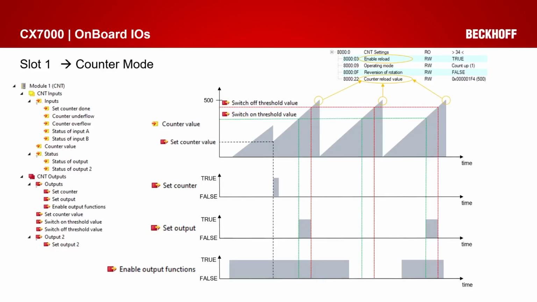The counter mode makes it possible to count 24-volt pulses on the inputs 1 and 2. The pulse is detected at input 1, and the counting direction is specified at input 2. Further, it is possible to set the counter to a certain value via the process data. Also, you can reload the counter to 0 if it reaches a value set via CoE. Furthermore, you can set a digital output automatically via a threshold, which can be set via process data.